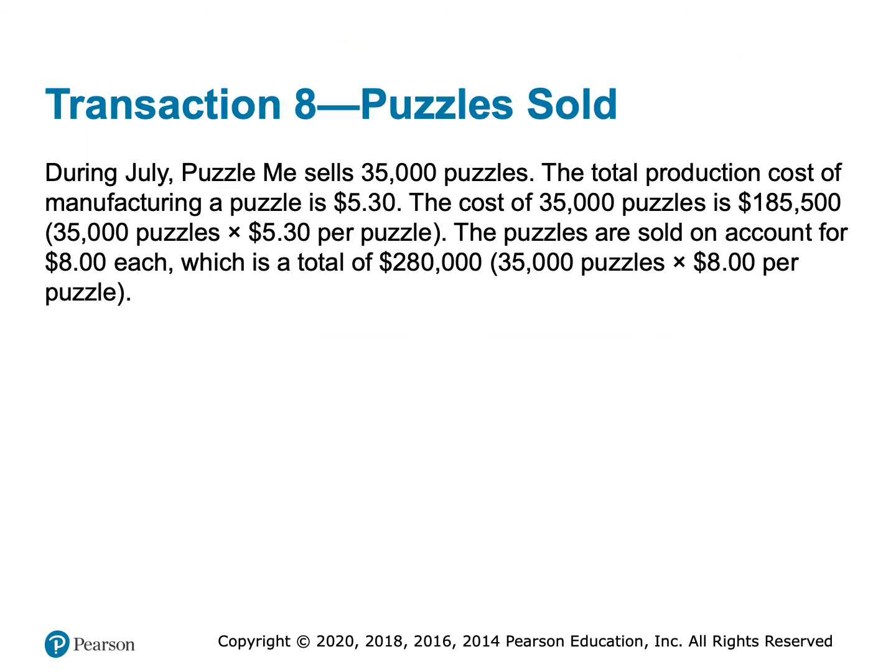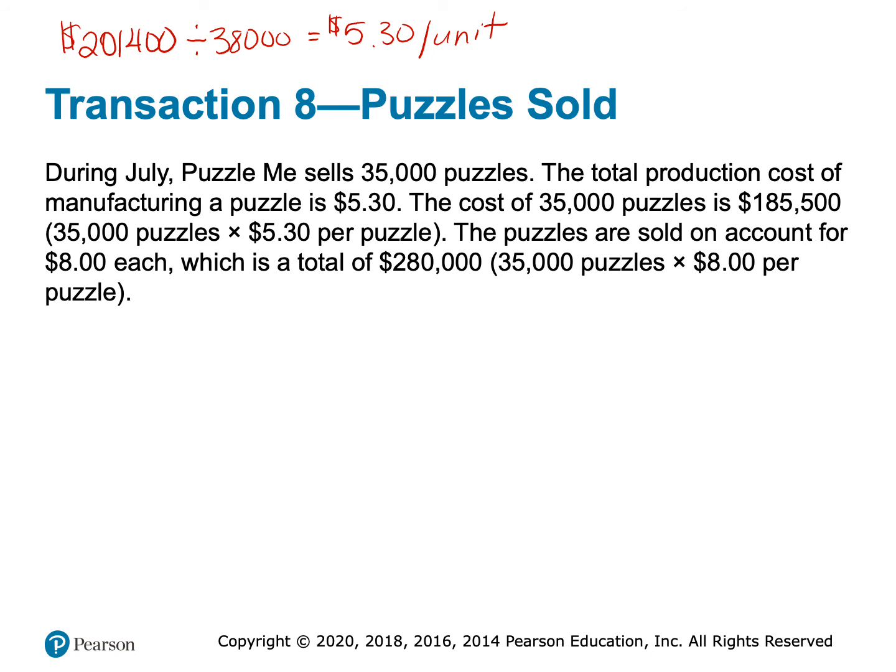Okay. So we are told that we sold 35,000 puzzles, and the total cost to us of a puzzle is $5.30. Now let me show you how you could have calculated that. Remember on the previous slide when we transferred 38,000 puzzles to the finished goods account, and we knew that those puzzles had a total cost of $201,400. Well, guess what? $201,400 divided by 38,000 units is $5.30 per unit. So that's where we're getting the 5.30.